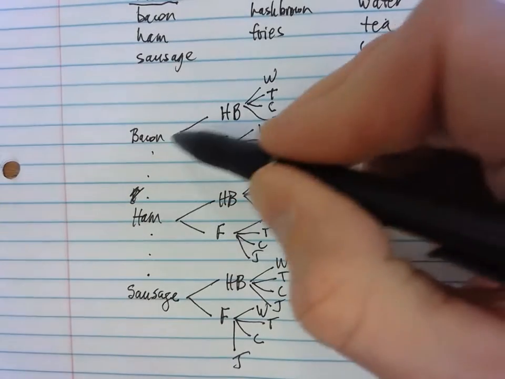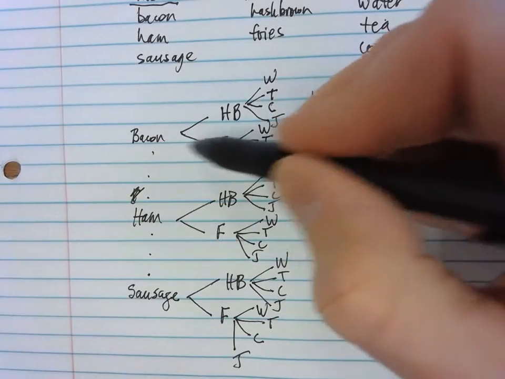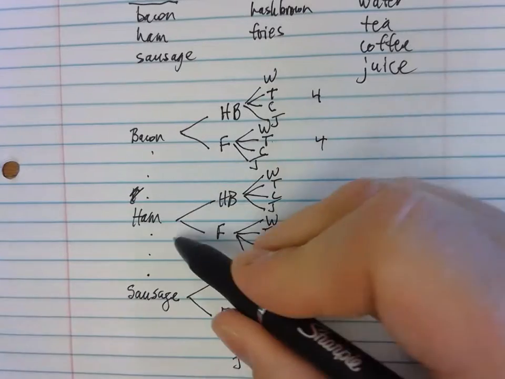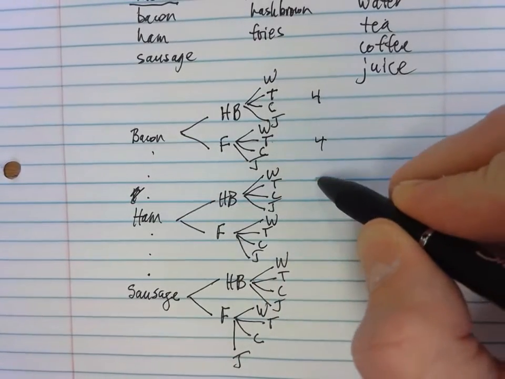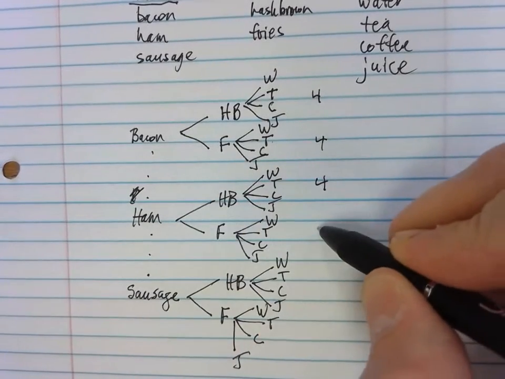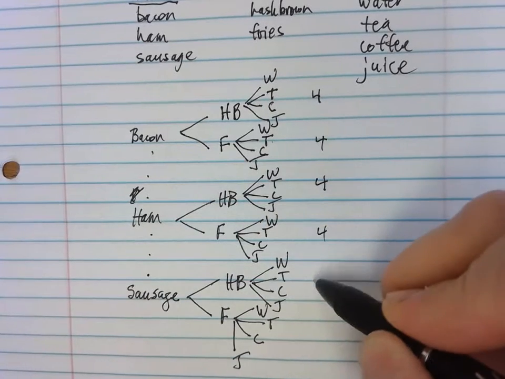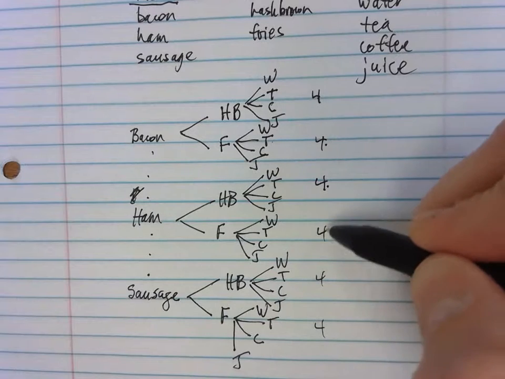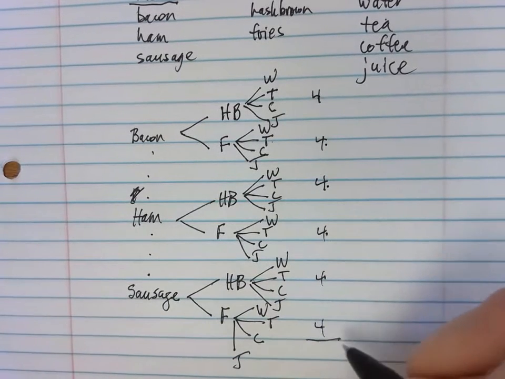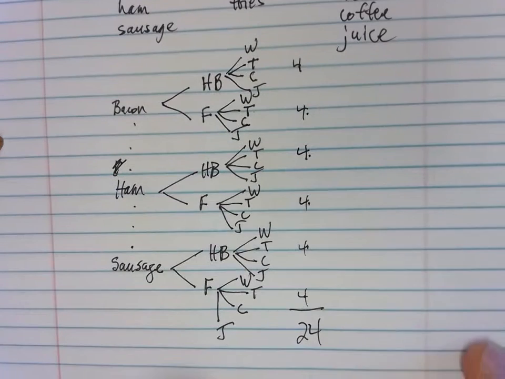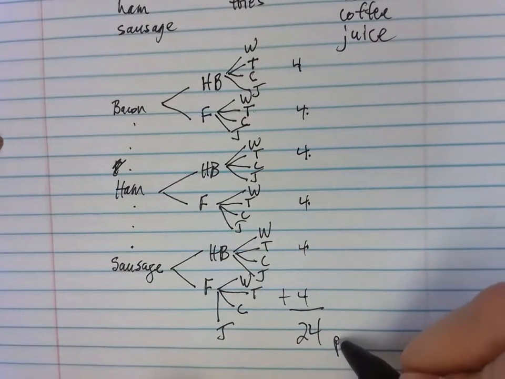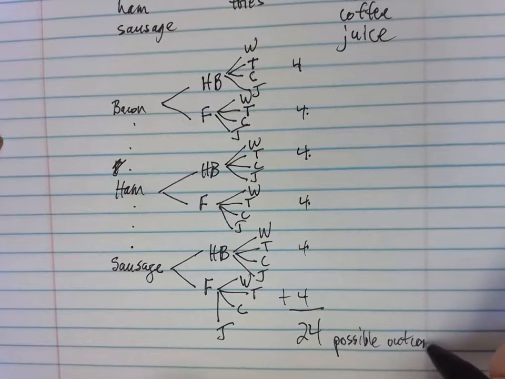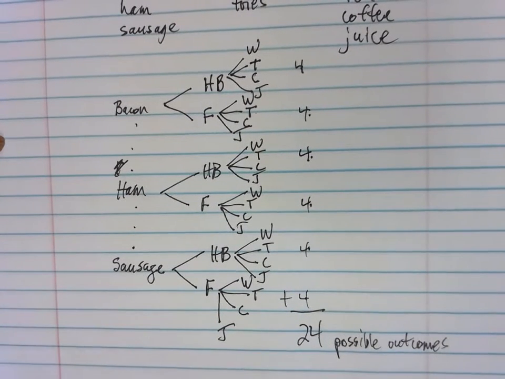Bacon, fries, water. Bacon, fries, tea. Bacon, fries, coffee. Bacon, fries, juice. That's four of them, okay? So you can do the same thing and go through all these. So there's ham, hash browns, and those options is four. Ham, fries, and those options is four. Sausage, hash browns, those four. Sausage, fries, those four. So you got 4, 8, 12, 16, 20, 24 total choices, okay? Or 24 total possible outcomes. Or 24 total possible breakfast choices, okay?